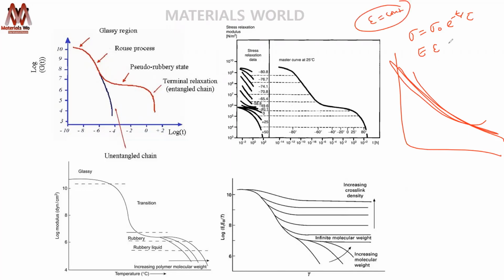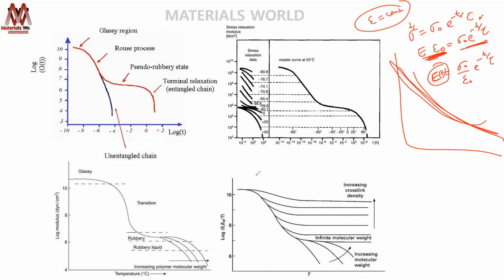If epsilon is fixed, then E must be a function of time, because the right hand side is a function of time. So you can write E equals sigma naught by epsilon naught e to the minus t by tau, as you can see here. So it is a function of time, E of t. That means the modulus will relax with time, or stress will relax with time.